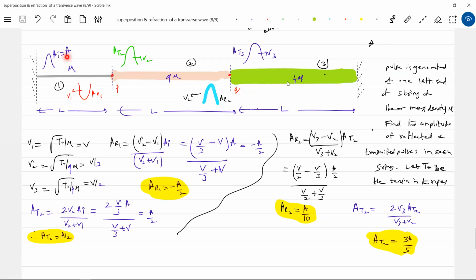Superposition of this is a minus a by 2, will be a by 2. That should be equal to a by 2, correct? No, come further. Superposition of these two should be equal to this. What is 82? Value of 82 is a by 2. A by 2 plus AR2 should be equal to 3a by 5. Justified why I should take positive.